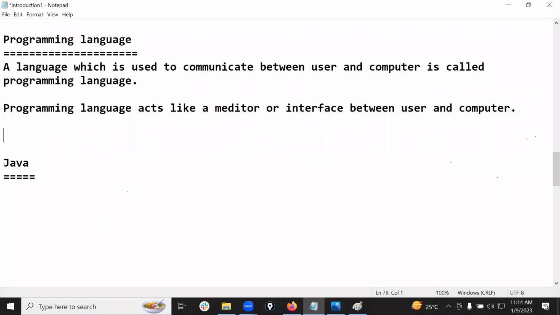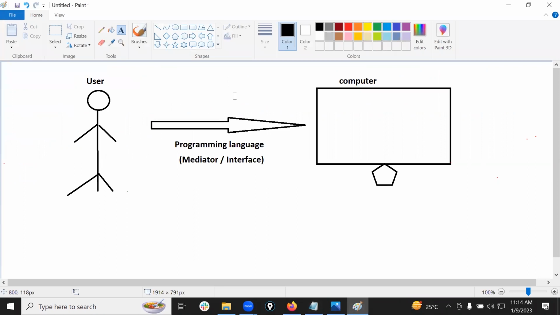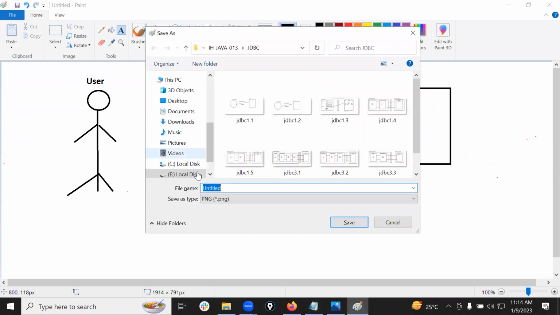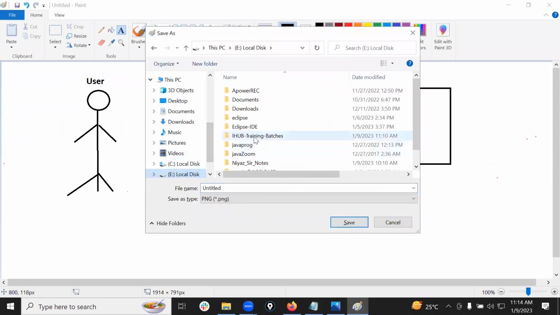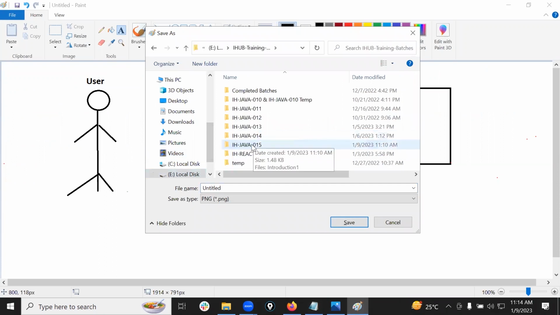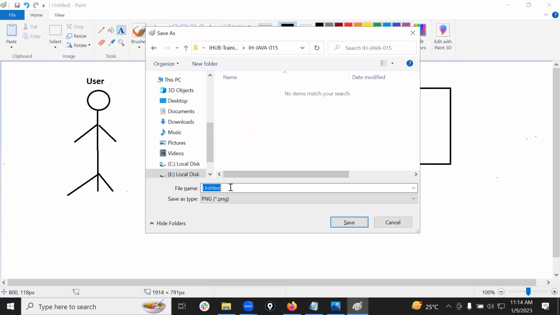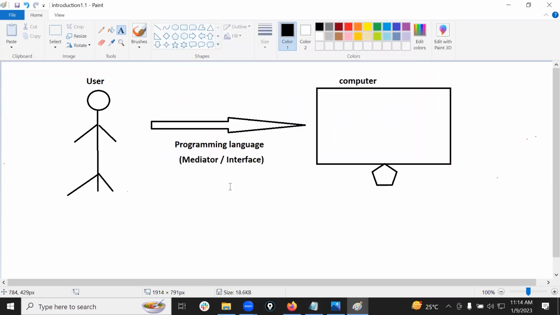And this is the diagram for our class. Diagram introduction 1.1 means first introduction class, first diagram. So let me save the diagram for you people because you are not writing the notes. I will save the notes. I need to go to E drive. I have training Java 15. And this is nothing but introduction 1.1. So the diagram is also saved. You don't need to write the notes.